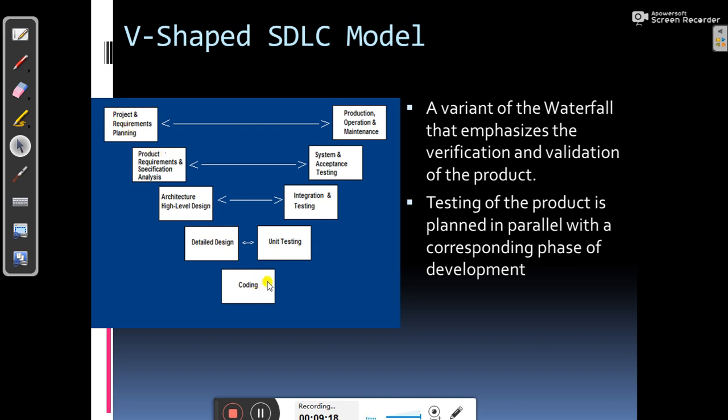So for every phase there is a testing phase associated with it, meaning they try to do validation or verification for every phase. Testing of the product is planned in parallel with a corresponding phase of development. That is why this shape becomes like a V, and is called the V-shaped SDLC model, which is a variant of the waterfall model. What is the variant? For every phase there is a verification and validation procedure involved.